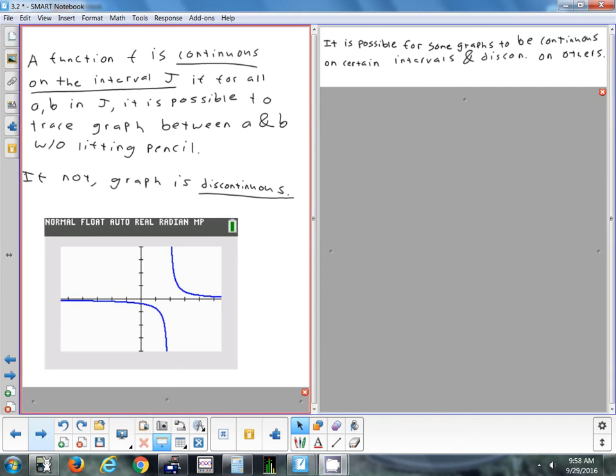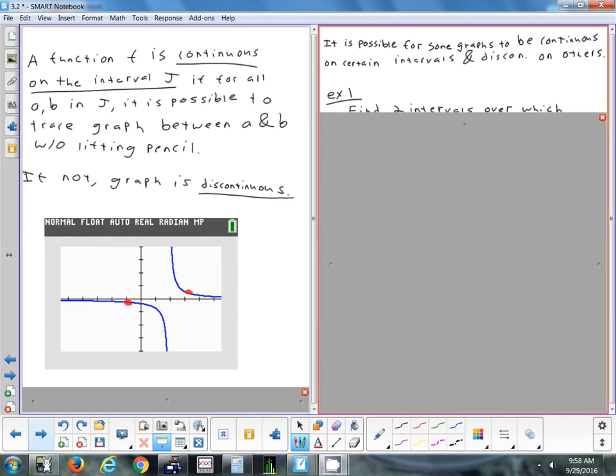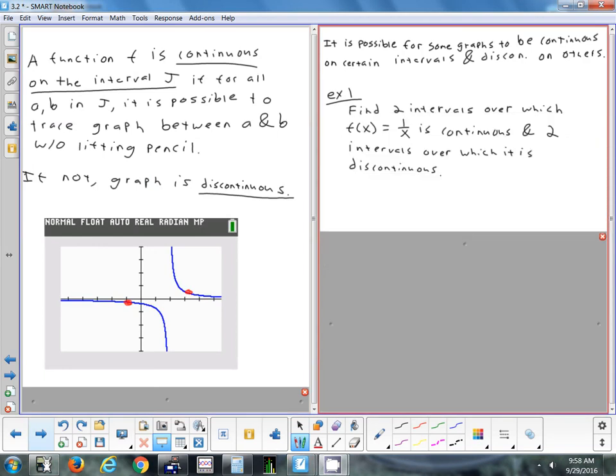But there are certain points where, if you said trace from -1 to +3, I could not do that without lifting my pencil. I would start tracing along, then all of a sudden I'd have to lift up and go to the other section. So that's what I mean by saying for some graphs it's possible to be continuous over some intervals and discontinuous over others.